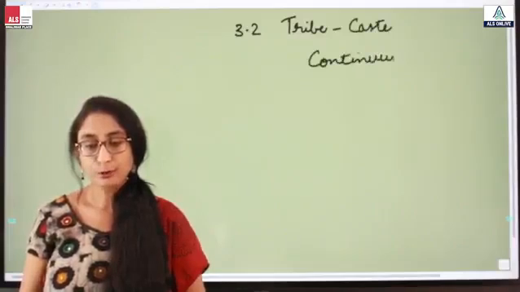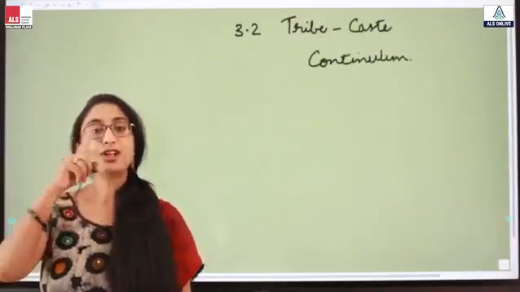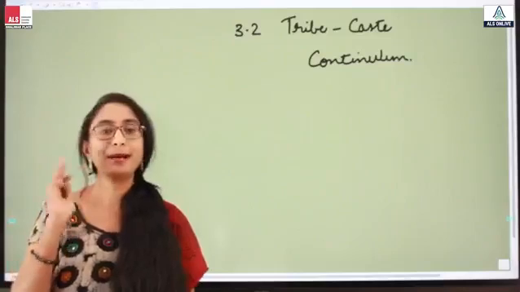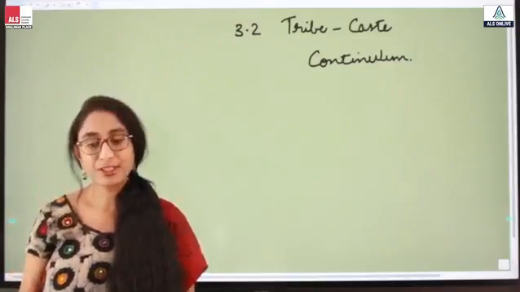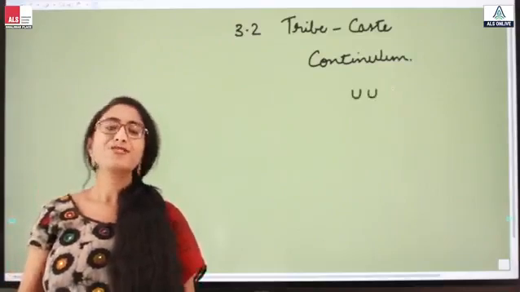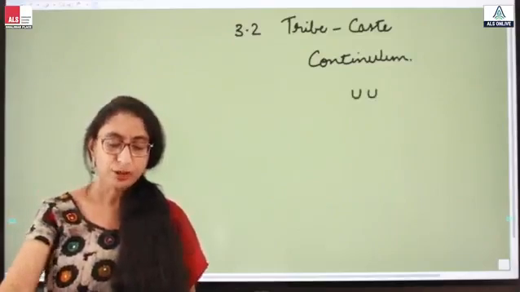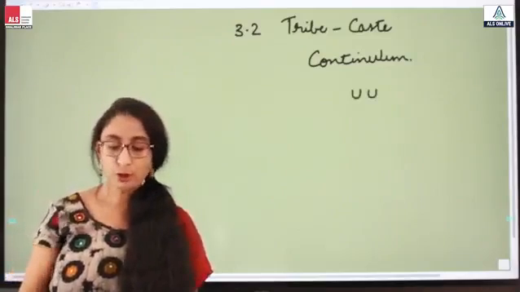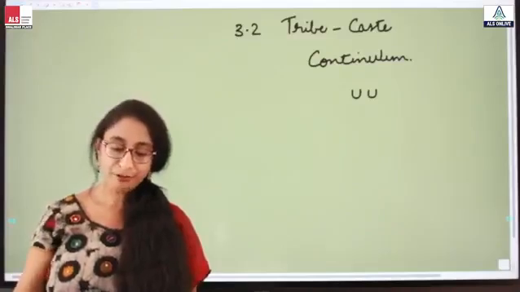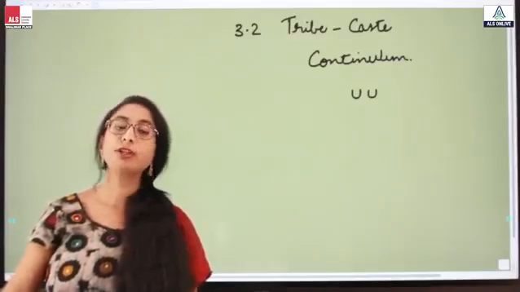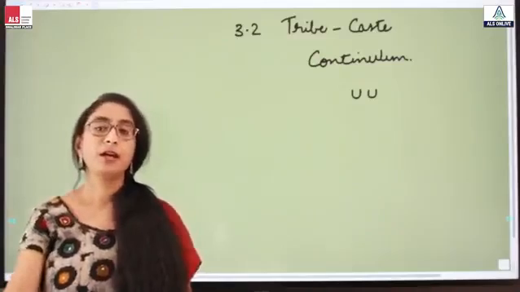It is WM, okay? It is not W for woman, not W. It is 2 times U, okay? Tribe Caste Continuum. The concept of continuum owes its origin to Robert Redfield when he published the book The Folk Culture of Yucatan. Robert Redfield.